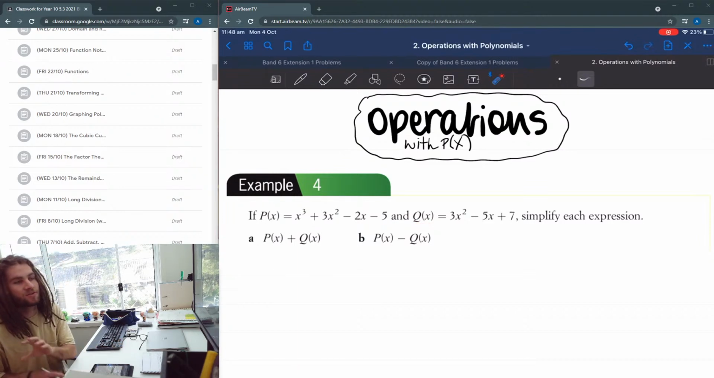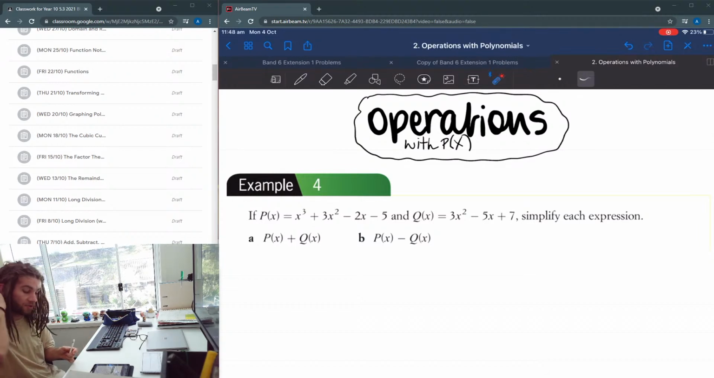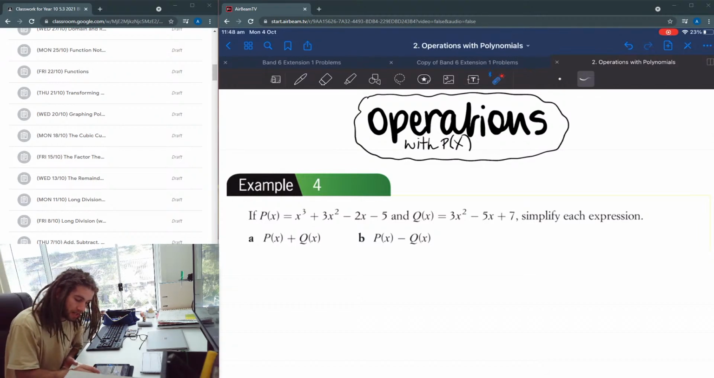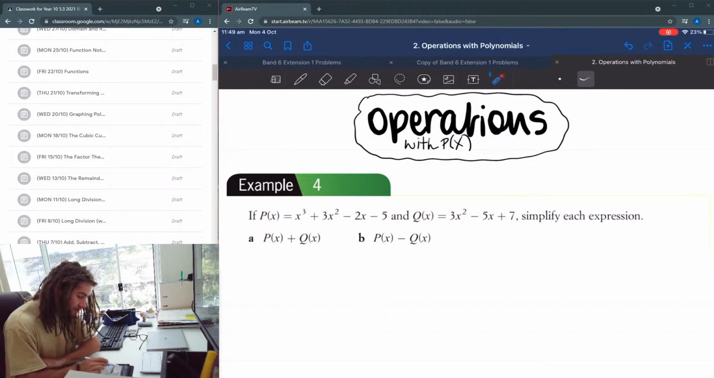You notice sometimes when they do questions like this, it'll be in alphabetical order. So p, q, then you might have the next one r, but anyway, we use p and q. Q in this case is a quadratic. Its leading term is 3x squared because the degree is 2. Leading coefficient is 3. It's non-monic because that 3 isn't a 1. Its constant term is 7. And okay, so p of x plus q of x.